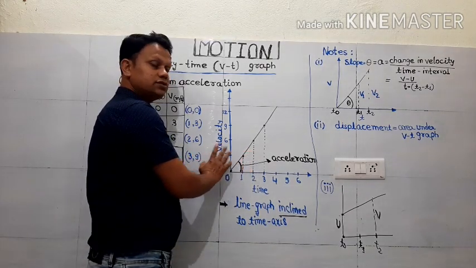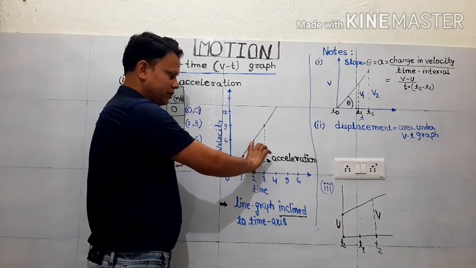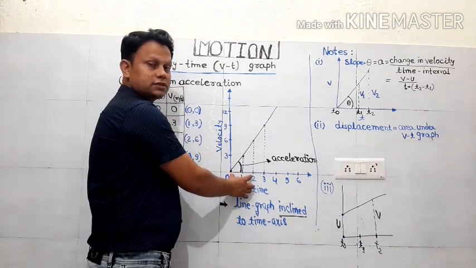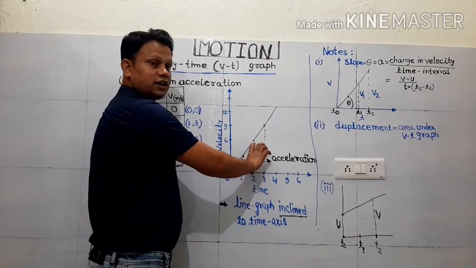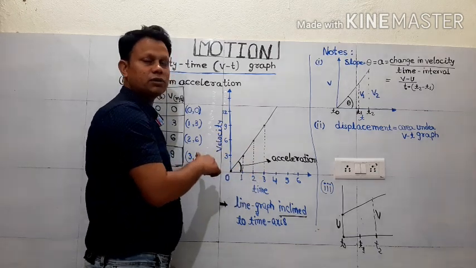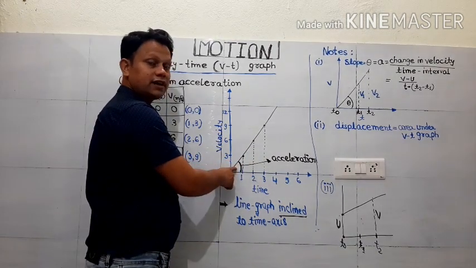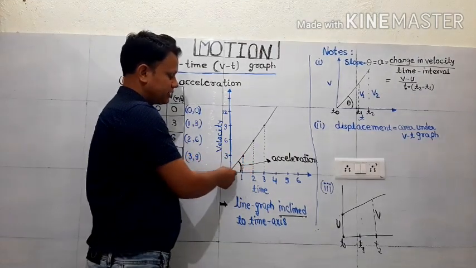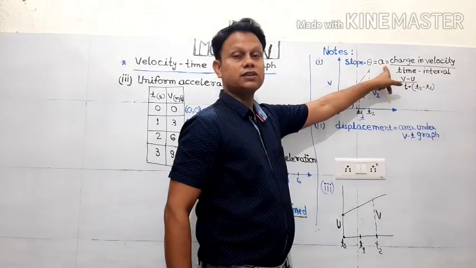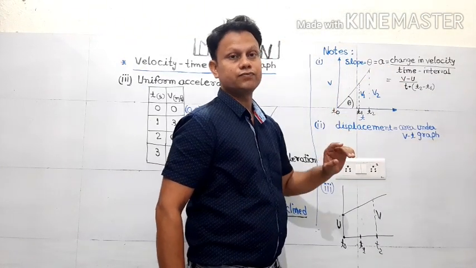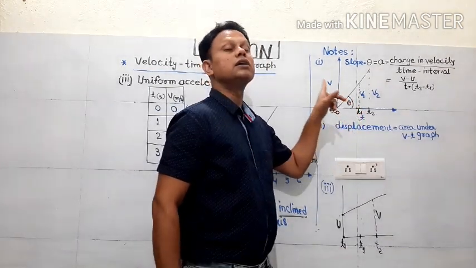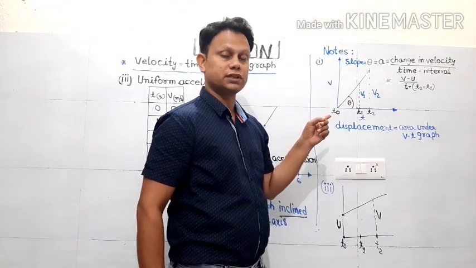So v minus 0, that means this length will be taken as v minus 0, and the time will be this. So this is showing the change in velocity, and this is showing the time. So change in velocity upon time, that is perpendicular by base, gives the value of this angle, and change in velocity by time is the value of acceleration. So we are finding the value of acceleration. So first point, we have to note that this angle shows the acceleration of the moving object.